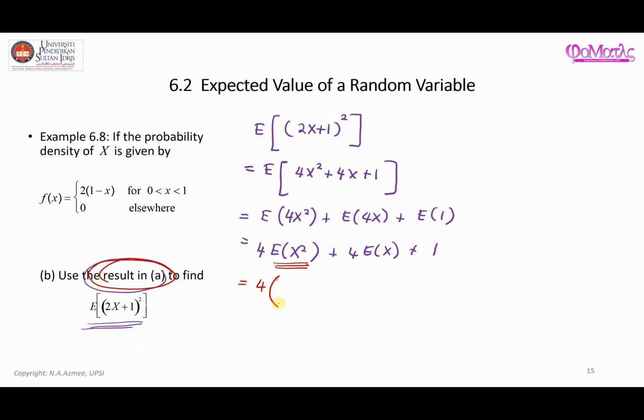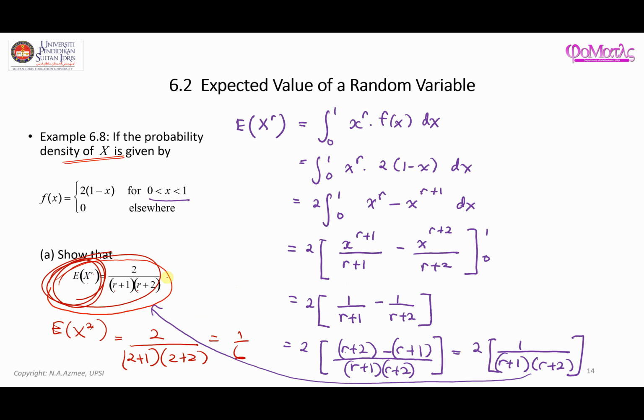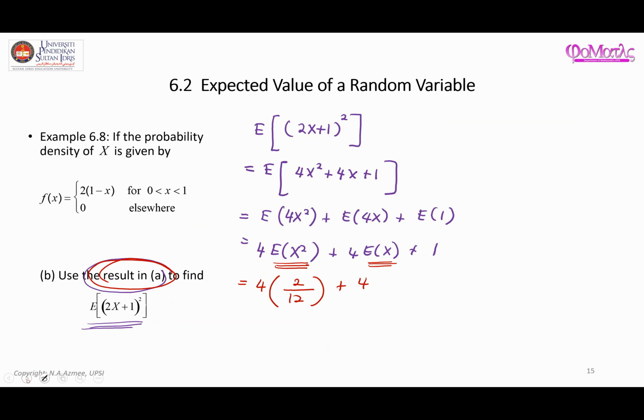4 times 2 over 12, or 1 over 6, plus 4. So what is E(X)? E(X), again, we can apply the formula here. So E(X) means E(X to the power of 1). So 1 at the position of r, you can just substitute 1 at the position of r given here. So it becomes 2 over (1 plus 1)(1 plus 2). Okay, so 2 over 2 and 3. Okay, so that becomes 2 over 6, or 1 over 3.